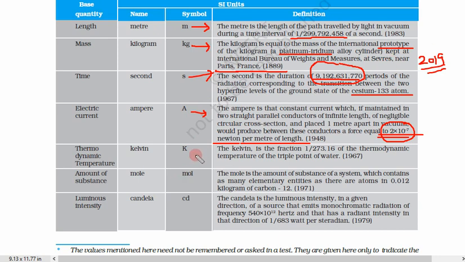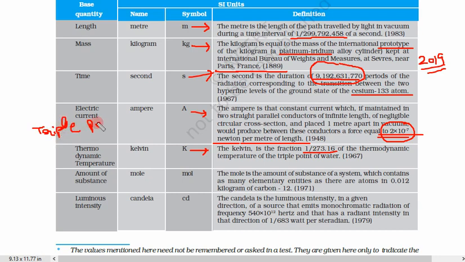Now next is Kelvin. Temperature Kelvin. What is Kelvin? The Kelvin is a fraction of 1 by 273.16 of thermodynamic temperature of triple point of water. So what is triple point of water? First let us understand triple point.